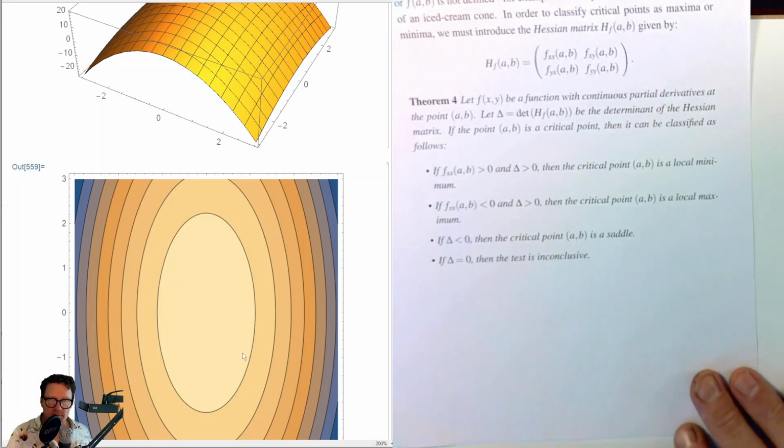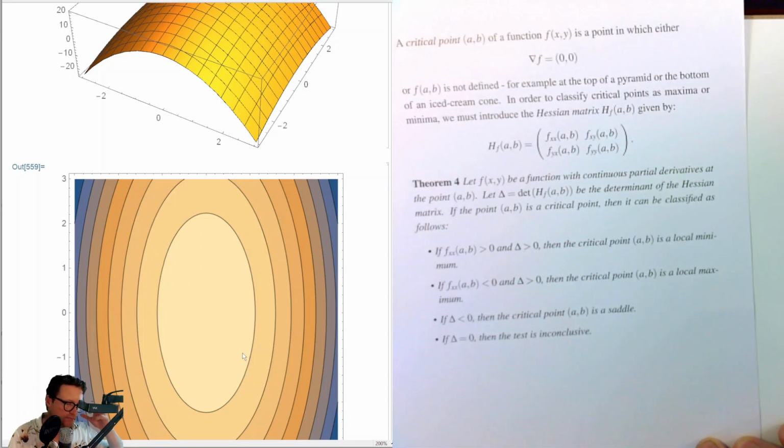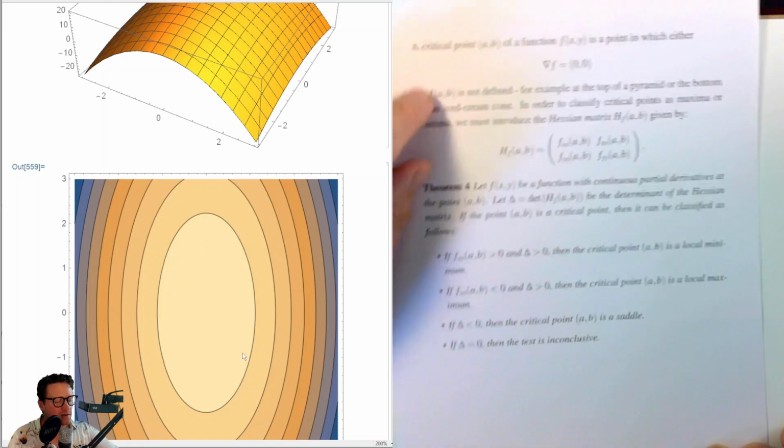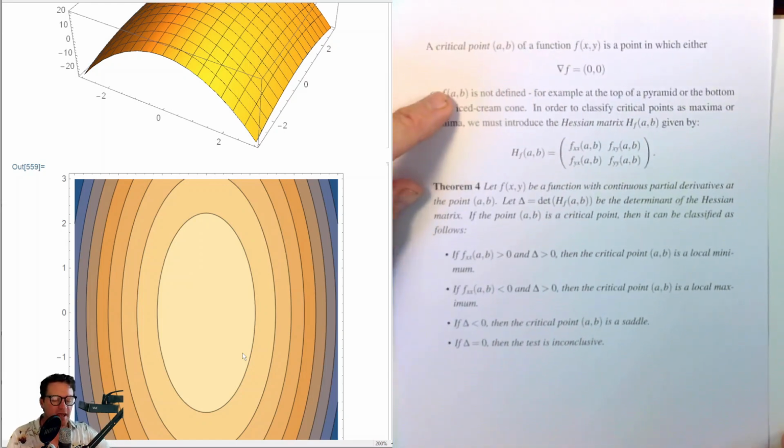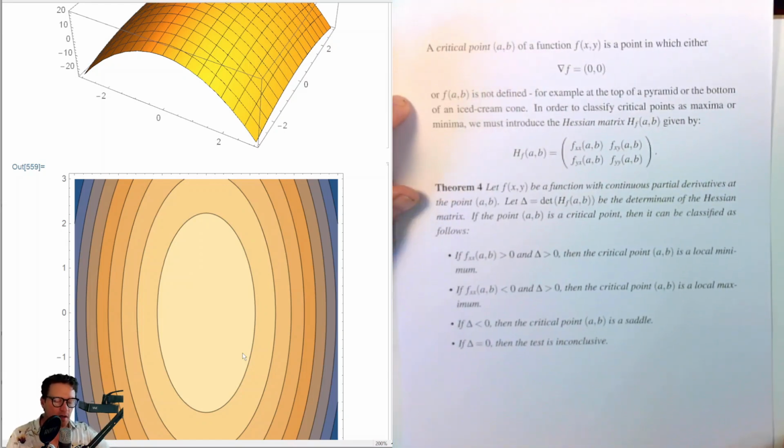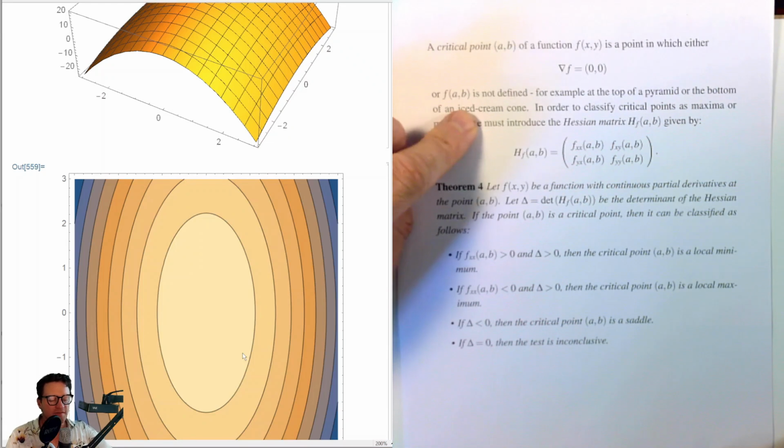Okay, and I think we're going to jump back to that because first we need the main result on this. So a critical point (a, b) of a function f of x, y is a point in which either grad f is (0, 0), the zero vector, or f at (a, b) is not defined. For example, the top of a pyramid or the bottom of an ice cream cone.